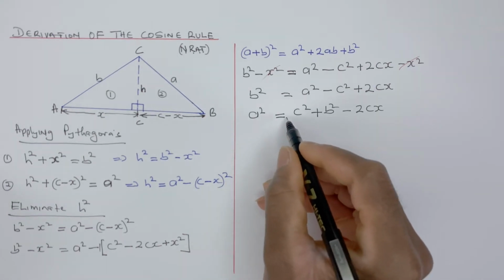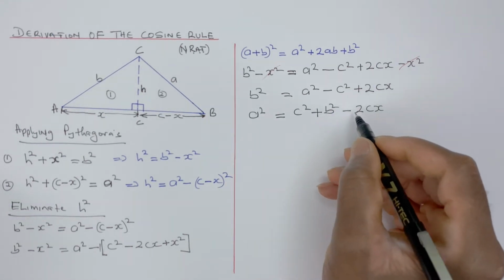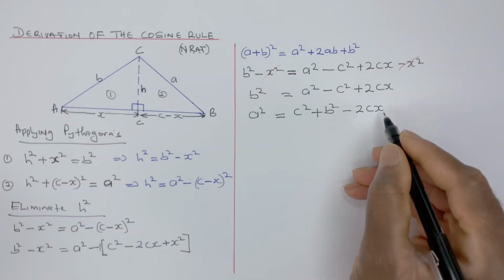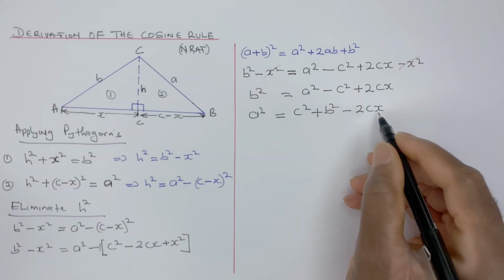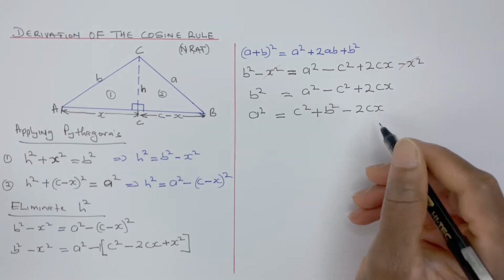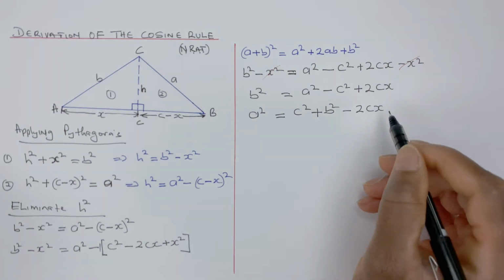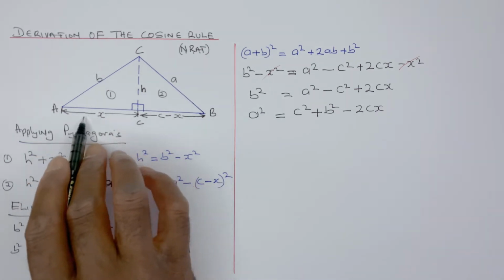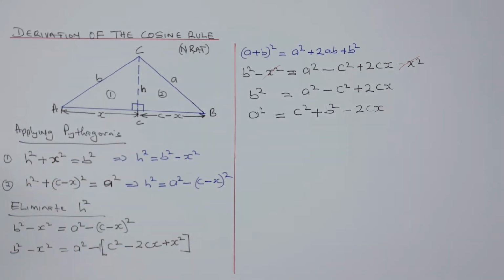So x squared will be equal to c squared plus b squared minus 2cx. Now we need to get rid of x. So we don't want x. We want to get rid of that. And that's actually nice because when we use a unit square, x is usually cosine angle. So let's get rid of x.